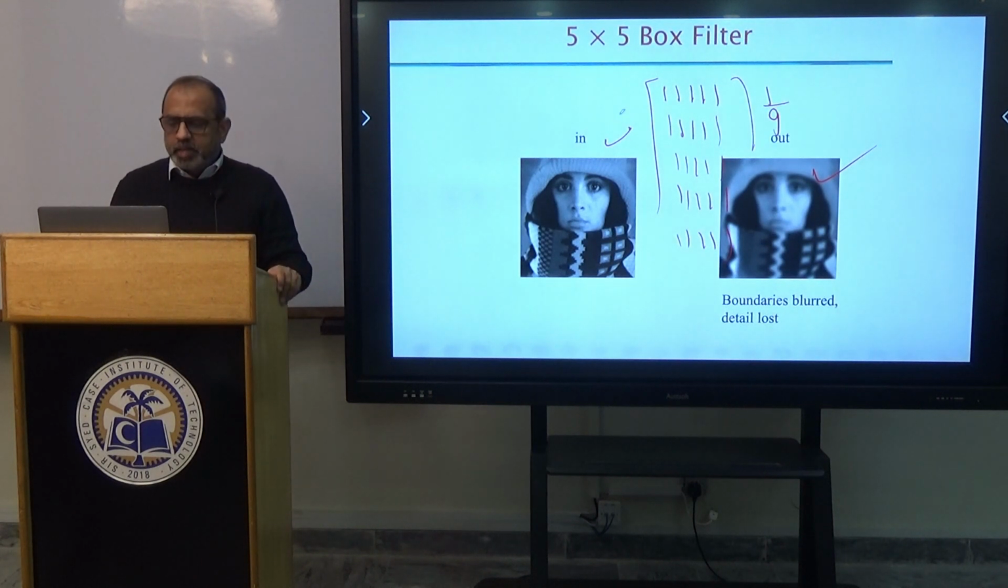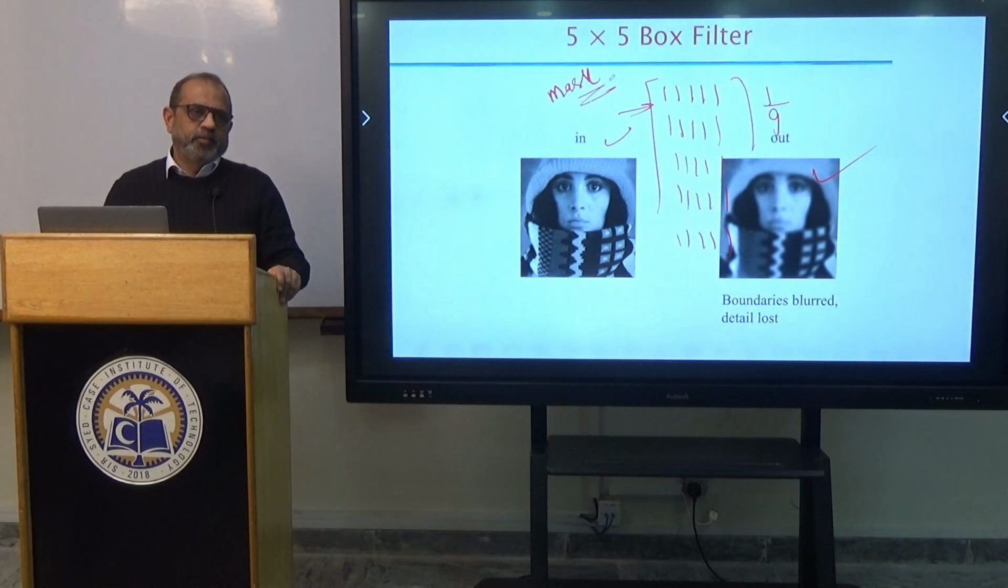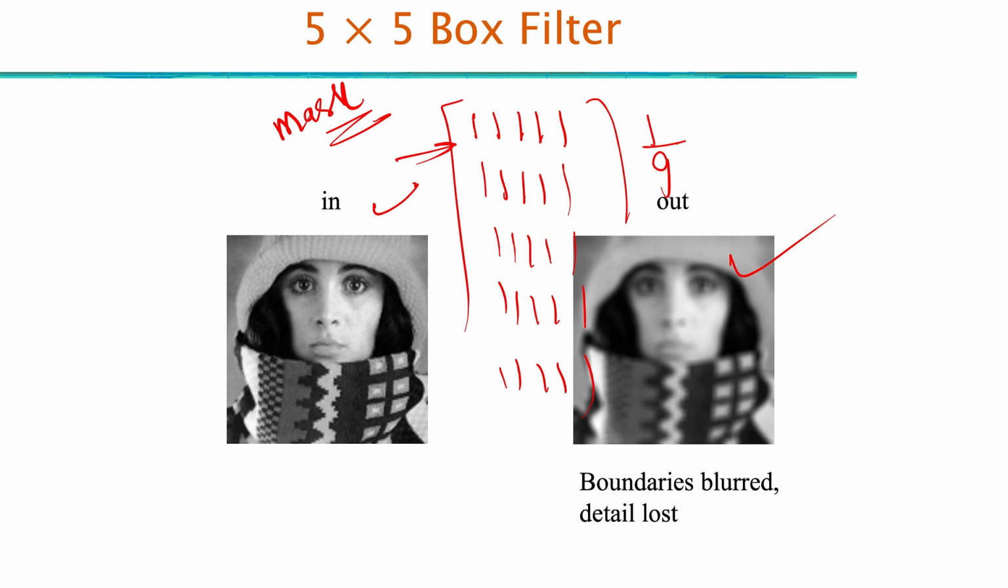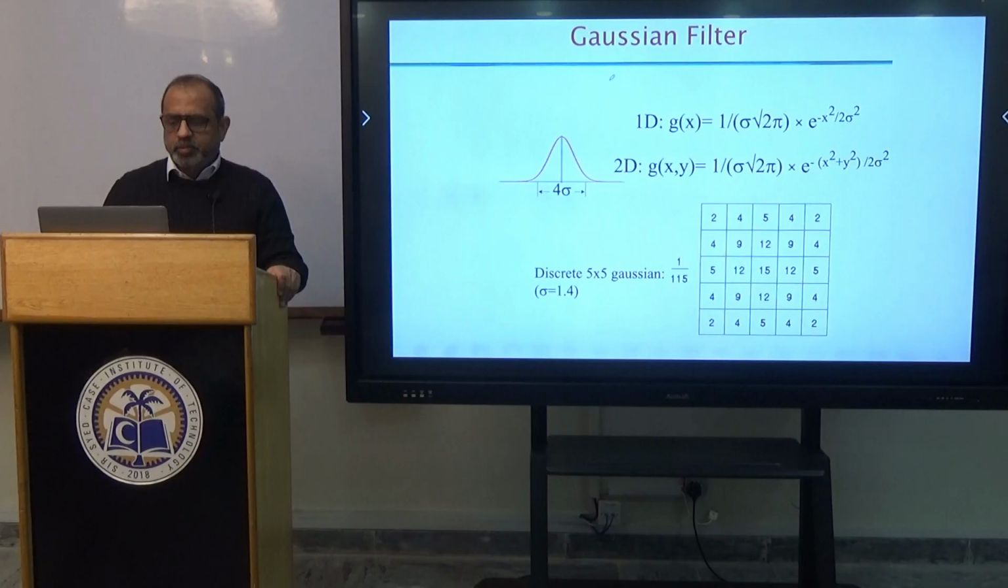So these masks are used in image processing to create special effects. They are in your cameras as well now. Once you take a picture, it'll say sharpen it, put more light in it, put this in it. So basically these are the masks that are doing those things.